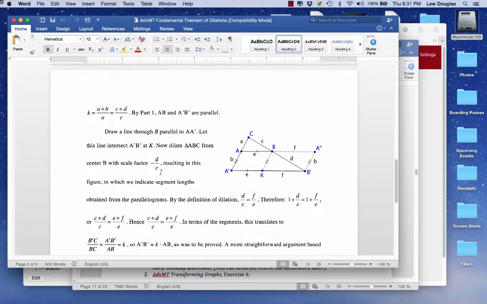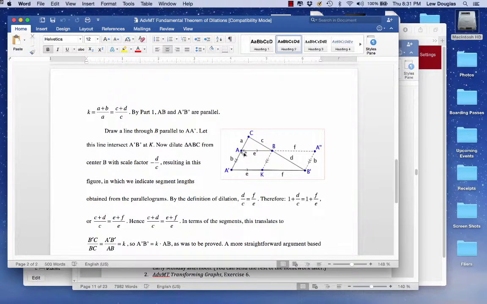So the scale factor is going to be minus D over C. Minus D over C. Okay? And that results, as you know, a negative scale factor means it stretches in the opposite direction. So, resulting in the figure that's shown. So the image of A under this dilation is going to be A prime. The image of C has got to be B prime because of the choice of scale factor. Okay.